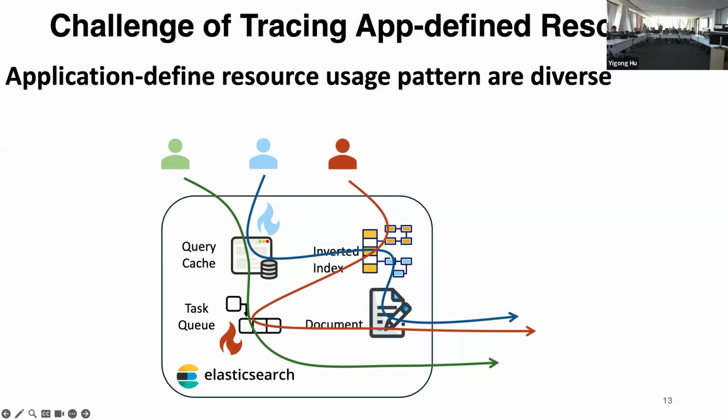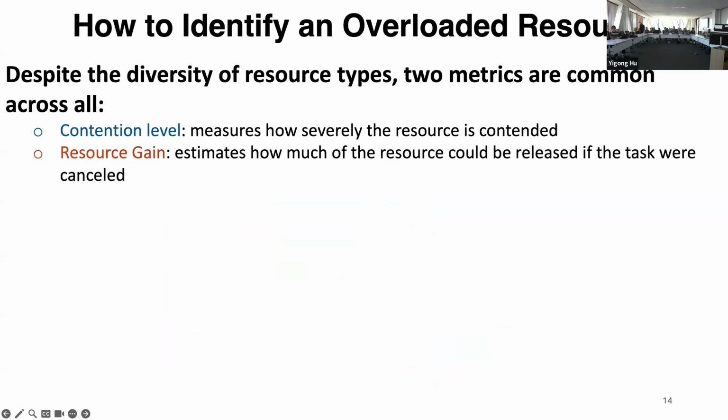With these diverse dynamic patterns, we need a simple interface or metrics that allow us to capture this dynamic behavior. Despite the diverse resource types, we found there are 2 metrics that are common across all resources and very important for the task cancellation job. The first is the contention level, which measures how severe the current resource contention is. The second is the resource gain, which measures, for each task, if I drop this task, how many resources I can release and give back to the application.